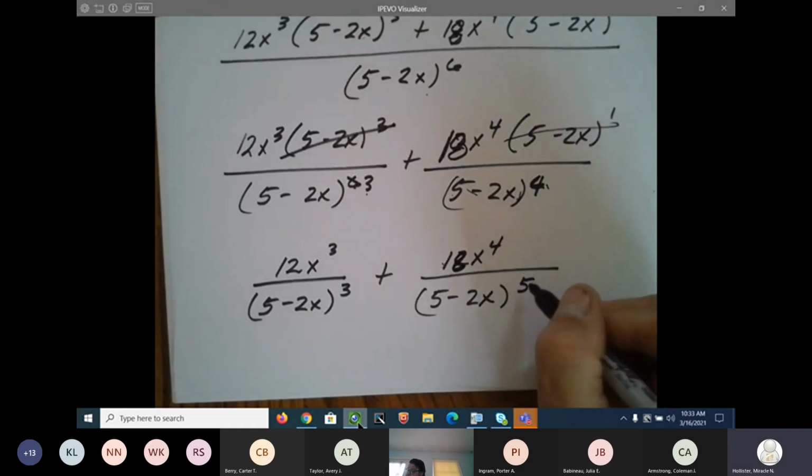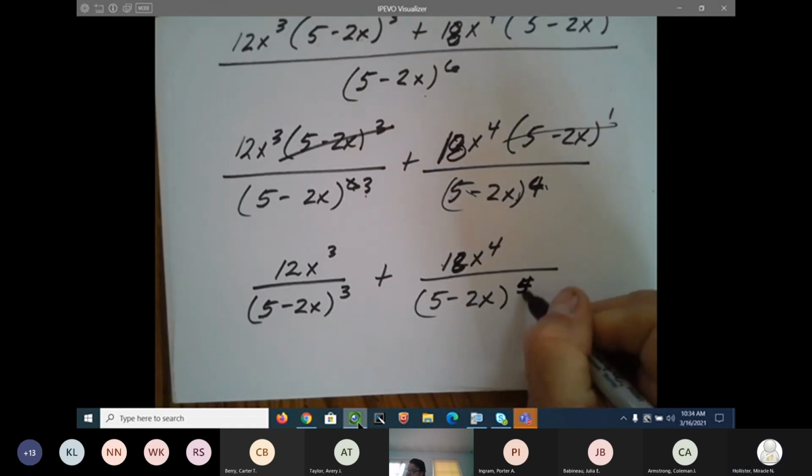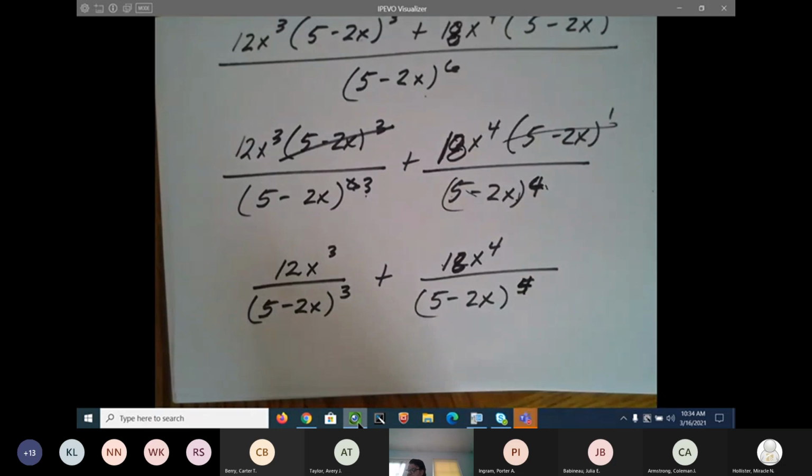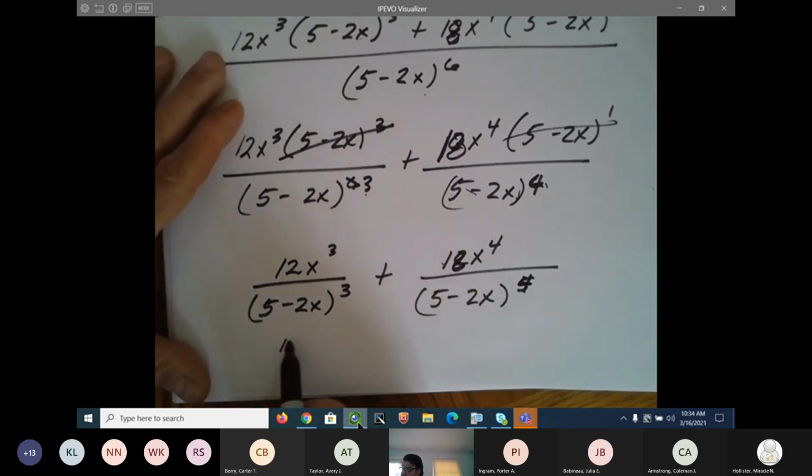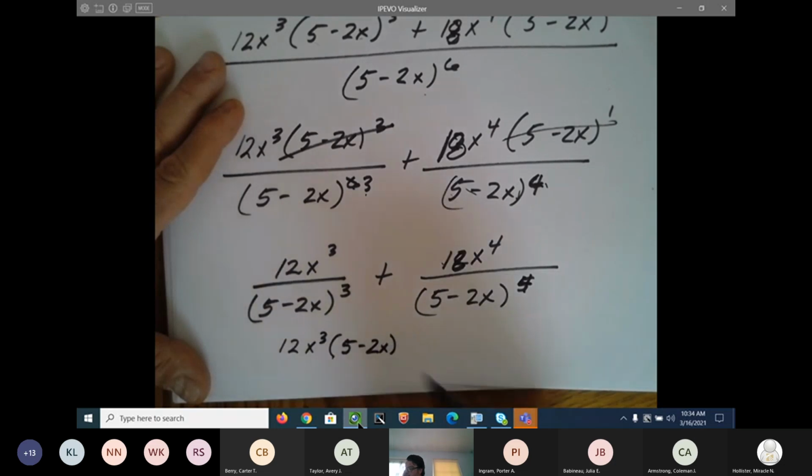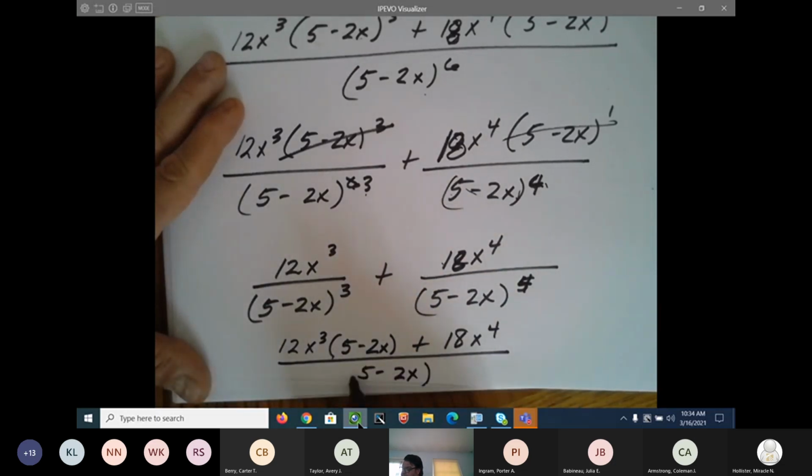And this would be to the fourth. That doesn't help us out very much. Now, we could multiply this by 5 minus 2x, and that would give us 12x cubed times 5 minus 2x plus 18x to the fourth, all over 5 minus 2x to the fourth.